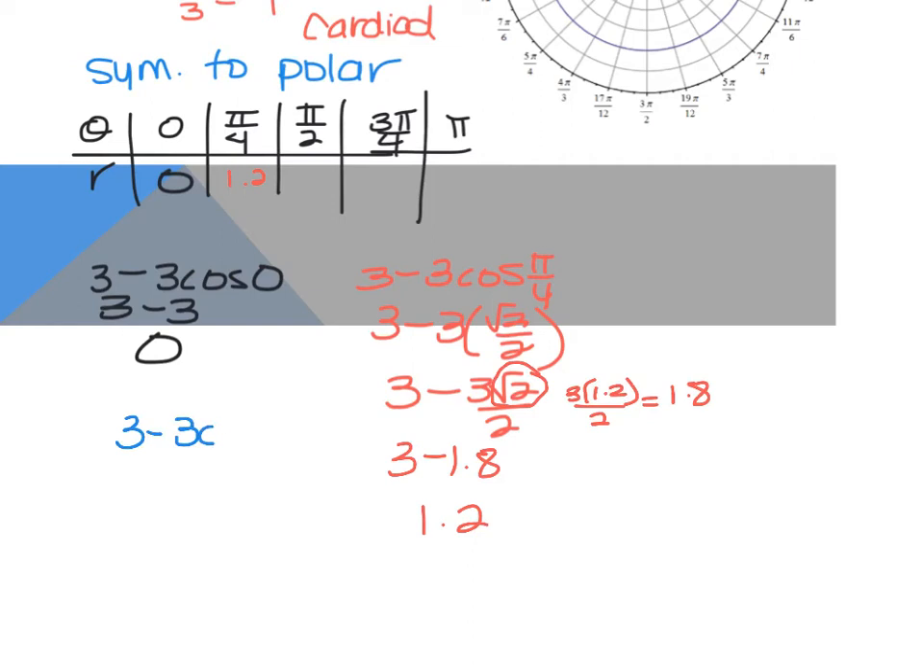You have a scientific calculator for this one? Nope. Just going to approximate it. Yep. This would be 1, or sorry, this is 0. 3 minus 0, which is 3.